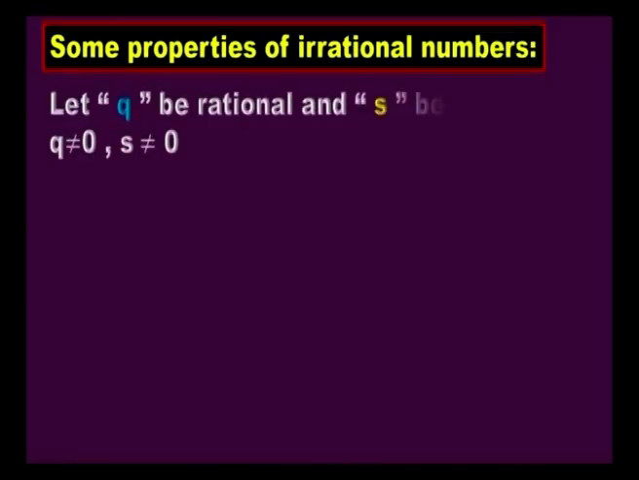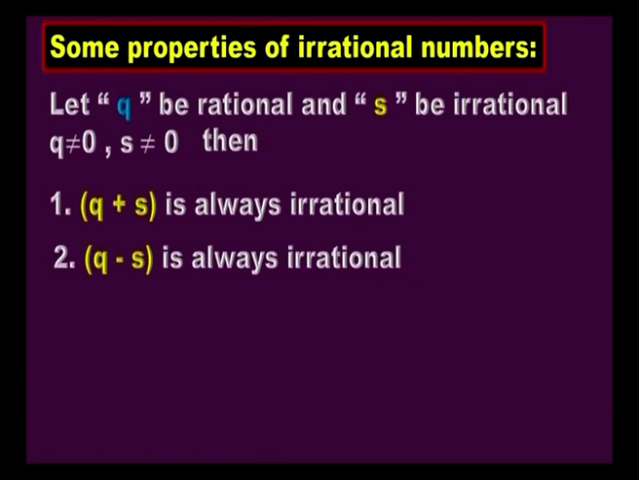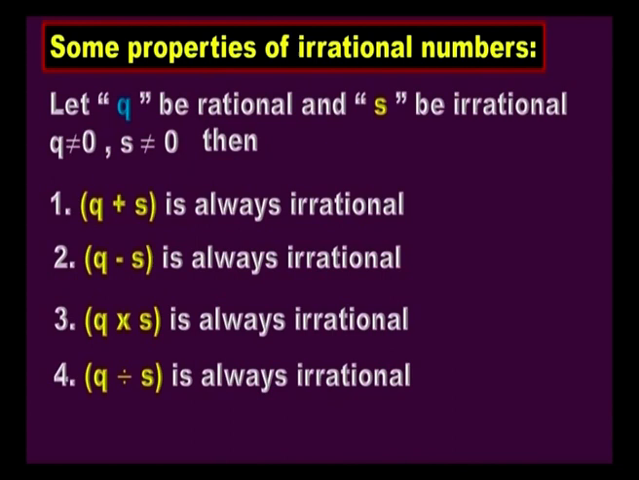Some properties of irrational numbers: let q be rational and s be irrational, and q is not 0, s is not 0. Then the sum q plus s is always irrational, q minus s is always irrational, the product q into s is always irrational, and the quotient q divided by s is always irrational. That means the sum of a rational and an irrational is always irrational, the difference is always irrational, the product is always irrational, and also the quotient of a rational and an irrational is always irrational.